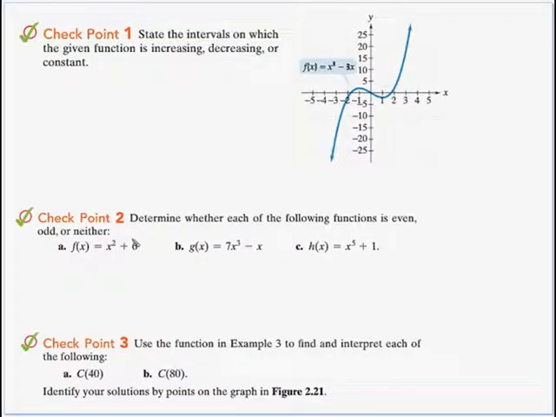All right, good spot to stop the video, try these practice problems, and then fire it back up. Again, after we go over checkpoint 2, I'll explain the little shortcut to figure out if a function is even or odd.